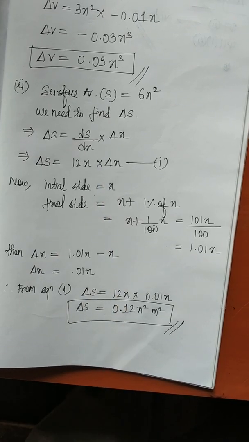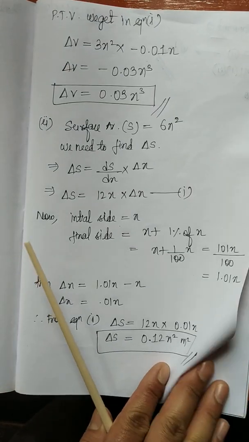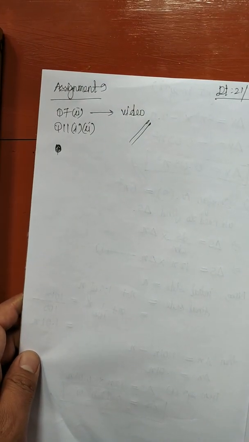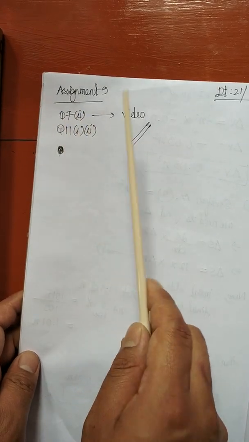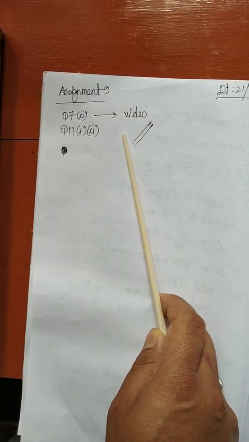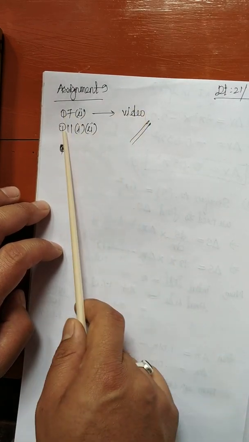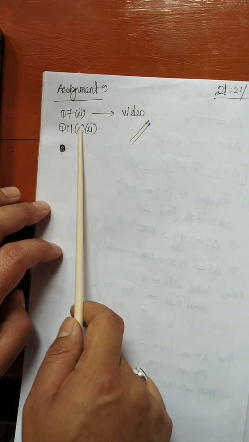Your assignments for today will be question number 7 part 2, question number 11 part 1, and 11 part 2. Number 7 part 2 is already there in yesterday's video which I have sent, so you can refer to that. Question number 11 part 1 and 11 part 2 will be your homework as well. Tomorrow we'll start a new topic as well as a new exercise. Okay, so thank you.